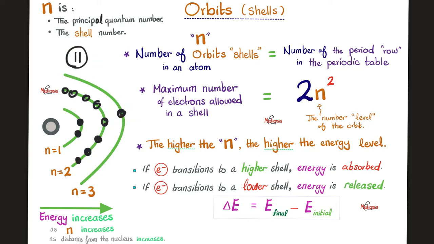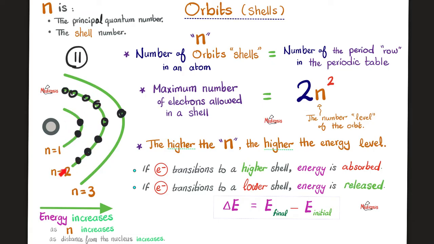Bingo. But hey, Medicosis, why didn't you add more in the first shell? Easy, because the maximum number of electrons allowed per shell is 2n to the second power. N for the first shell is 1. 1 to the second power is 1. Multiplied by 2 is 2. So the maximum number of electrons here is 2.